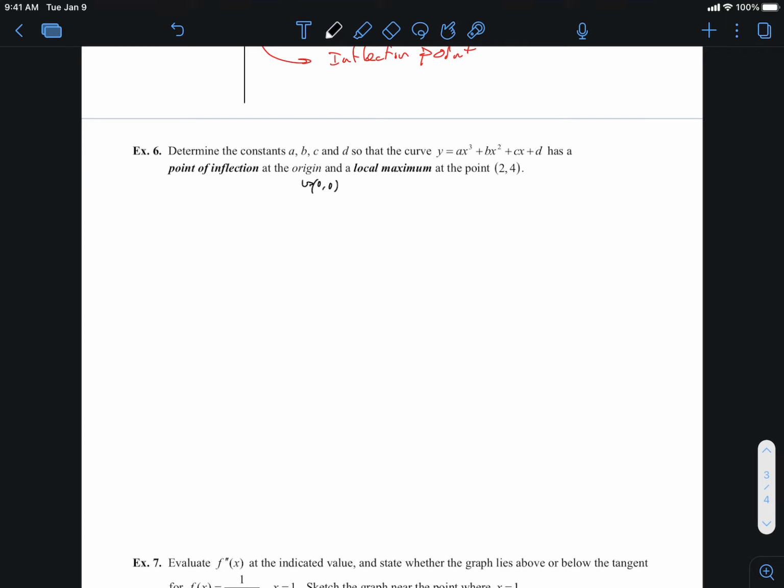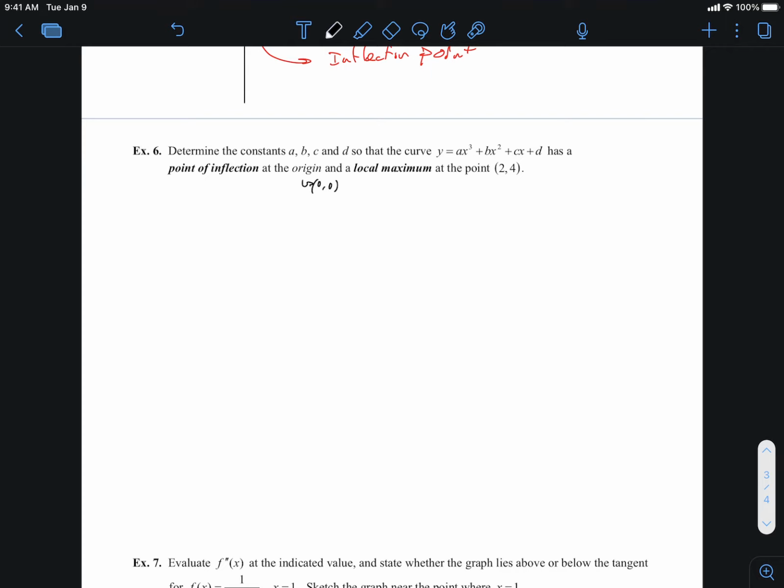Being able to have some form of process when looking at these questions is important. If you see the phrase point of inflection, you know that's talking about the second derivative, okay? If you're doing a physics question, we always say draw a free body diagram.